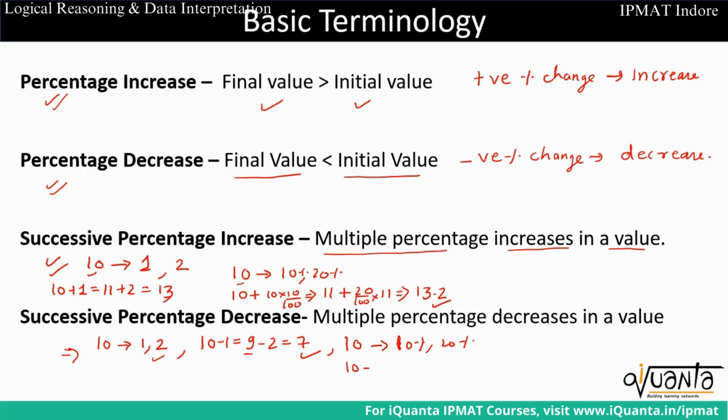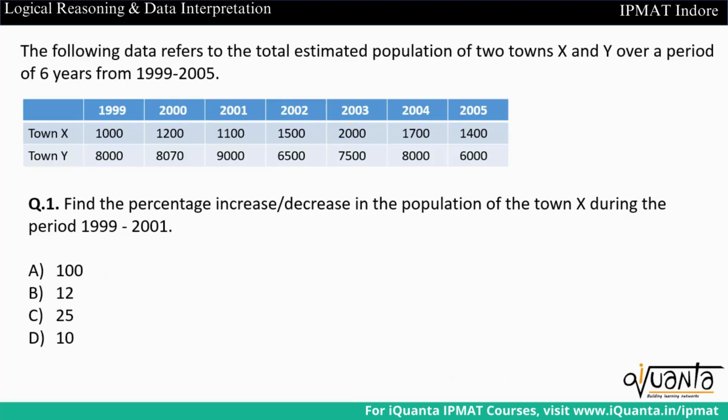How to do it? You have to decrease 10 by 10%, which gives you 9. Then you have to again decrease the new value, which is 9, by 20%. So how to do it? 9 minus 20% of 9, which gives you 7.2. I hope you have understood all these terms. Now let us solve a few questions on this.